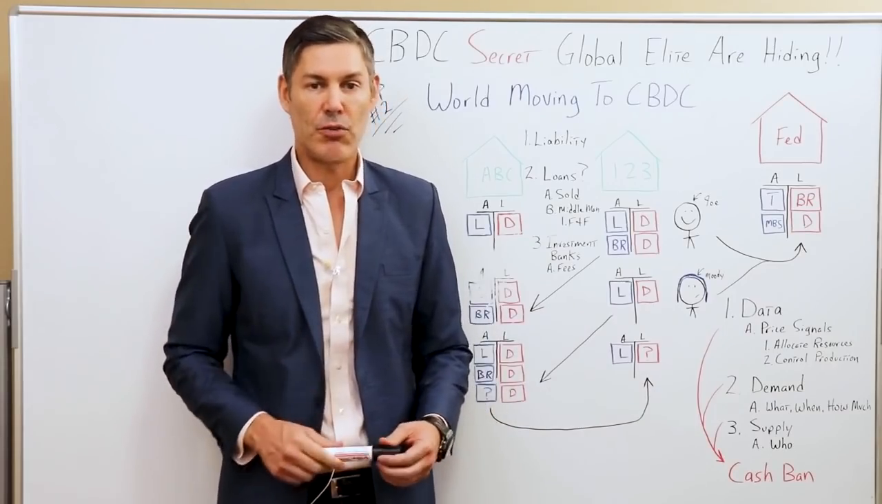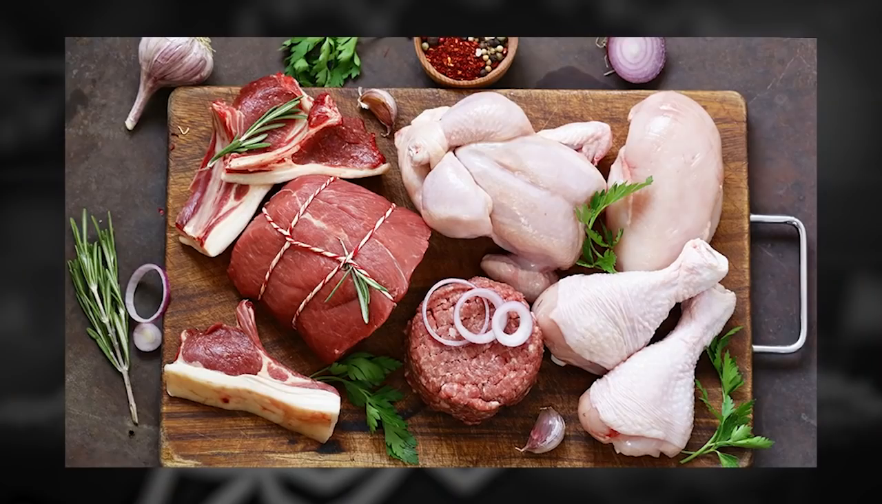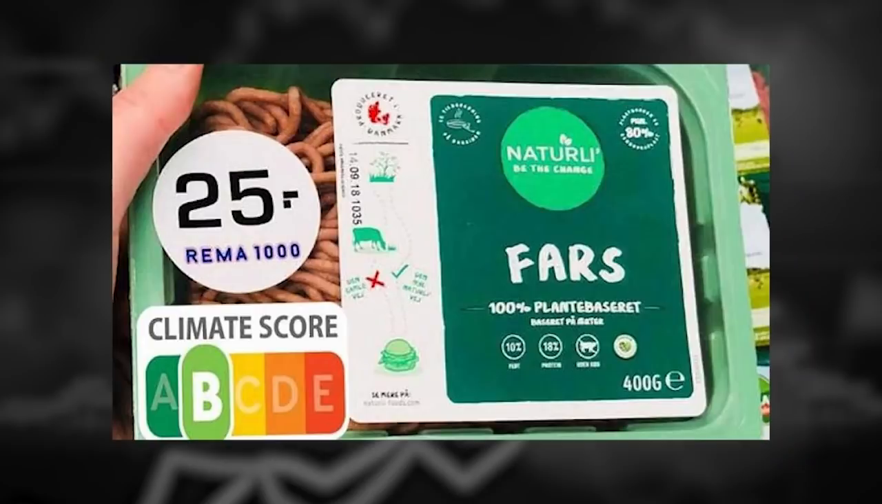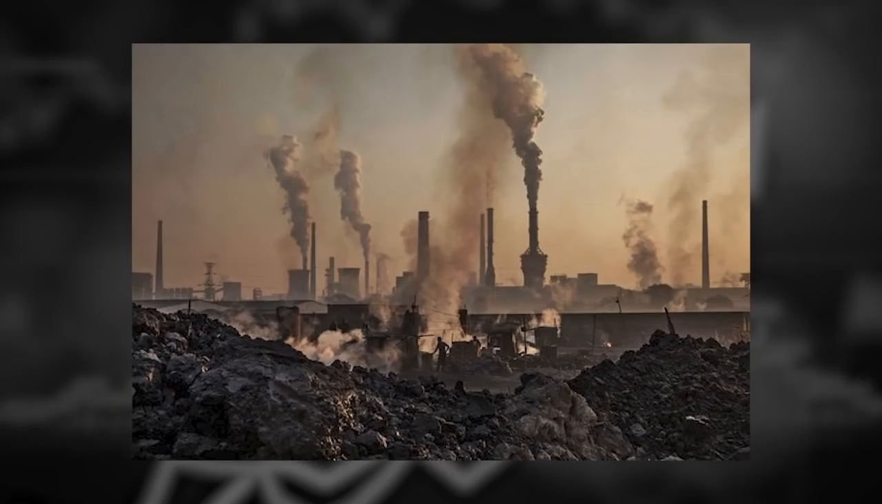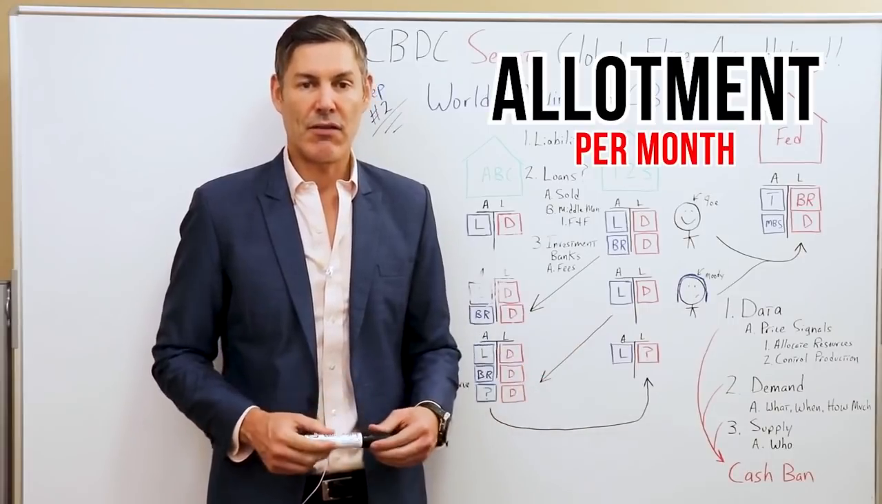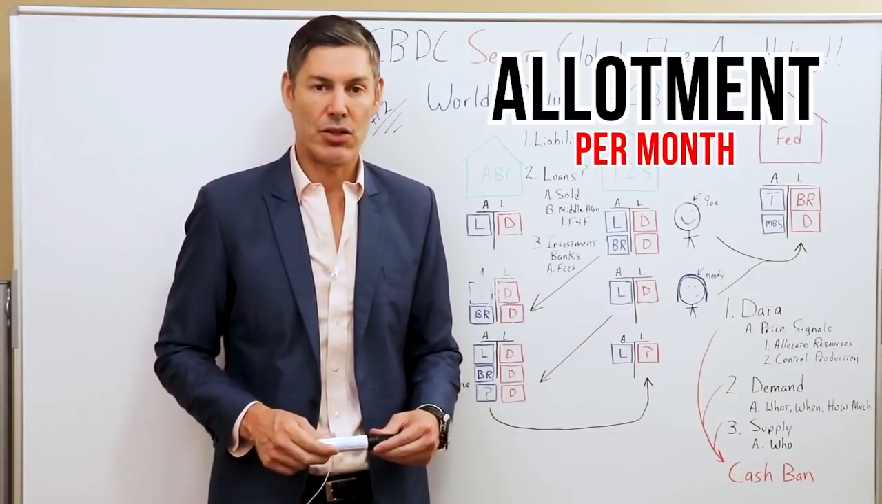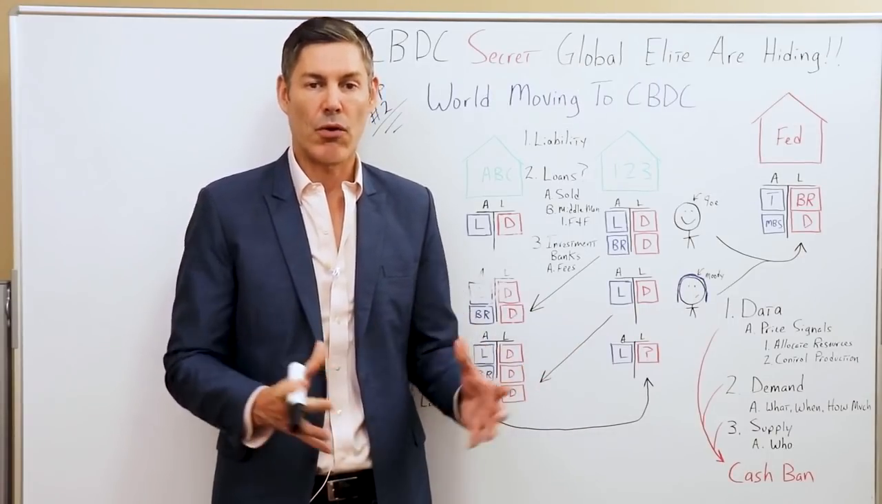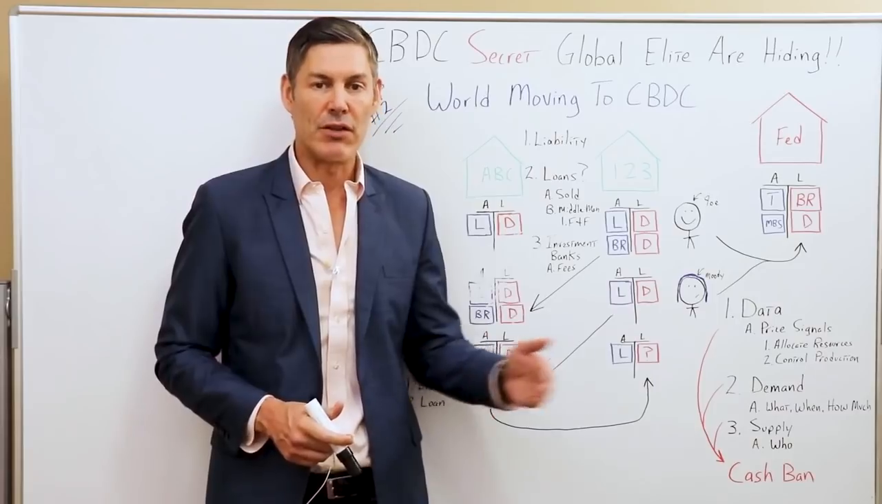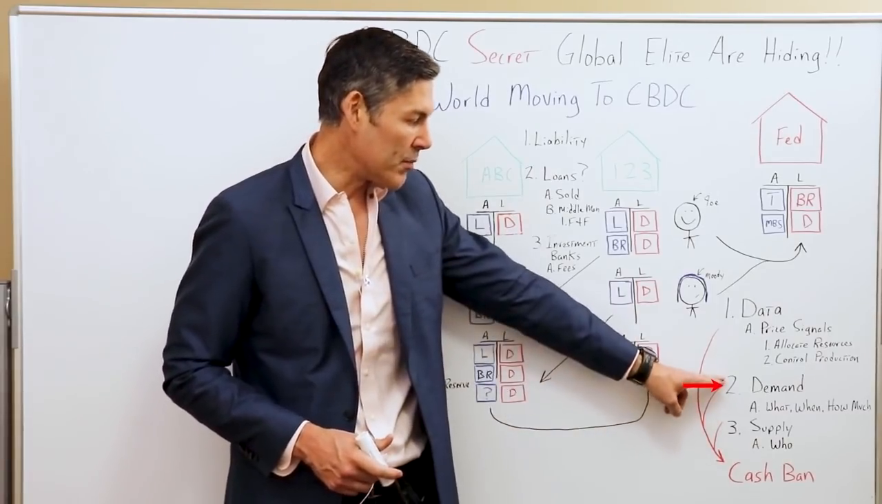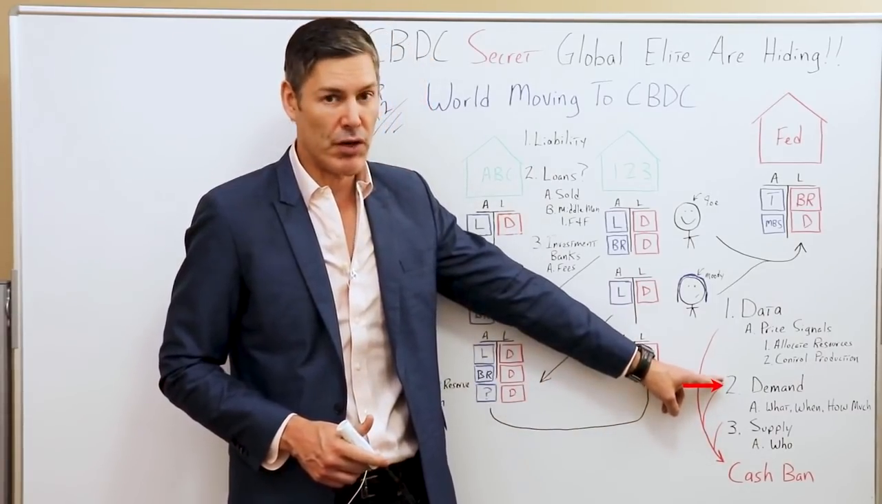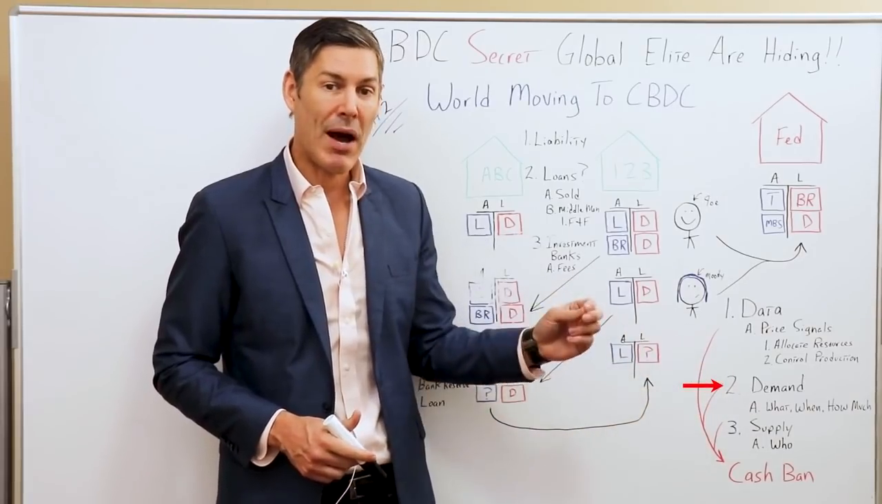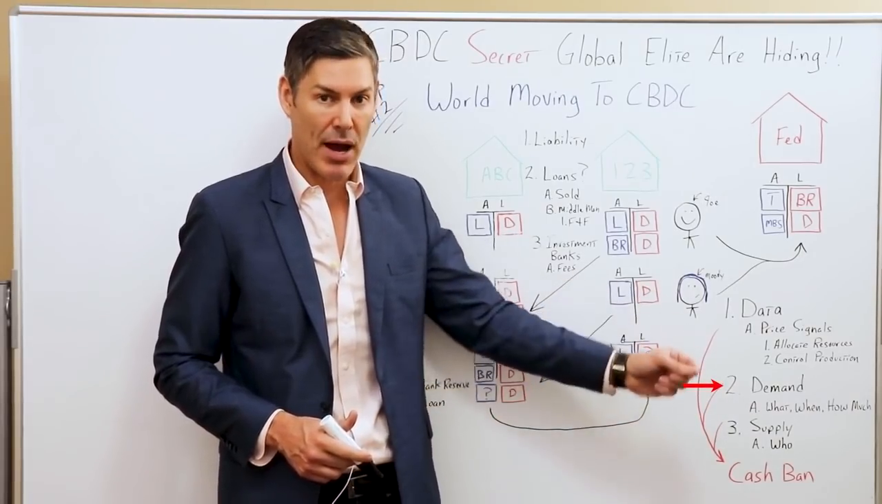Let's say that you're eating too much meat. Well, that's going to affect your carbon score, or how much carbon emissions your purchases are creating. Therefore, they're going to give you an allotment, just like they give you an allotment for the amount of gas you can buy. It might be a total score, or it might be broken down individually. But the bottom line is they're going to be able to control to a much greater degree what you can buy and what you cannot buy.